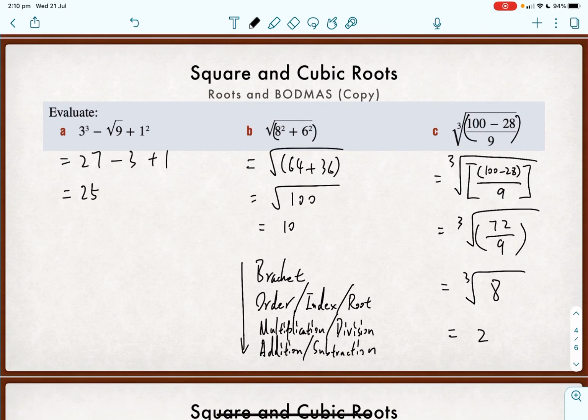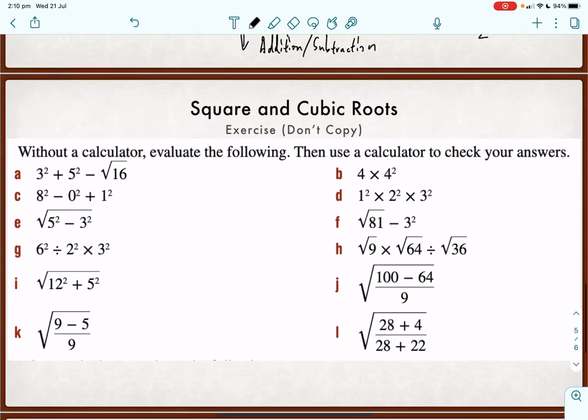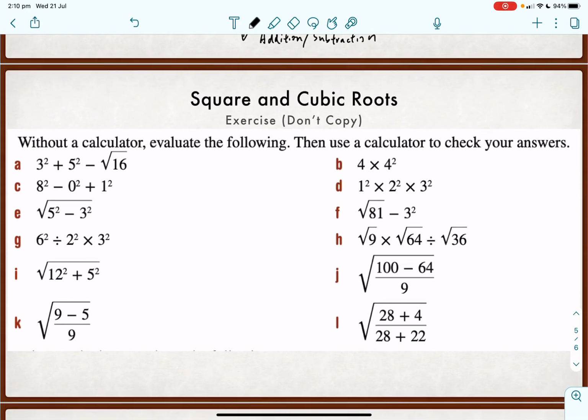Take a moment, digest it first before you move on. Okay. So once you're done, there are a few questions for you to do. Pause this video, give it a go yourself first, and then solve it. It says use a calculator to check, so do it first. Well, you don't need a calculator to check because I'm the calculator here. So pause the video, give it a go first, and then we go back and do it together.